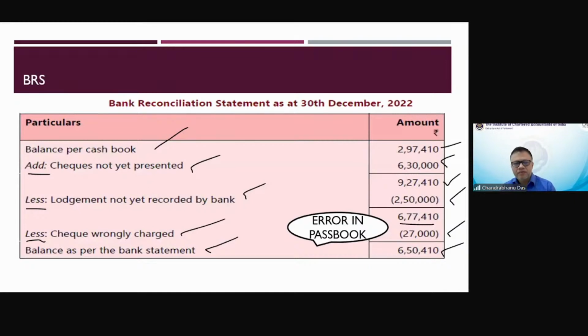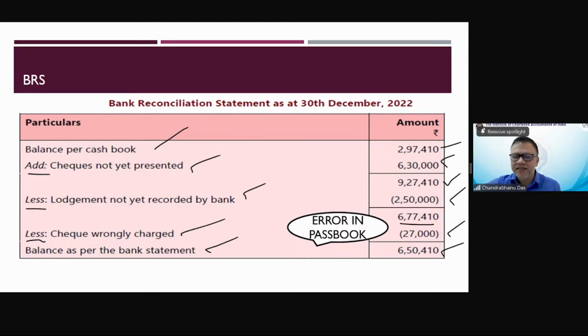Yes. So, according to the cash book balance, we have 2,97,410, sir. After preparing the BRS statement, sir, we have the balance as per passbook. We prepared it accordingly to get a balance as per the bank statement. Our main intention is making both equal, sir. No. Our main intention is reconciling them to show the difference. We cannot go to the bank and make them equal.